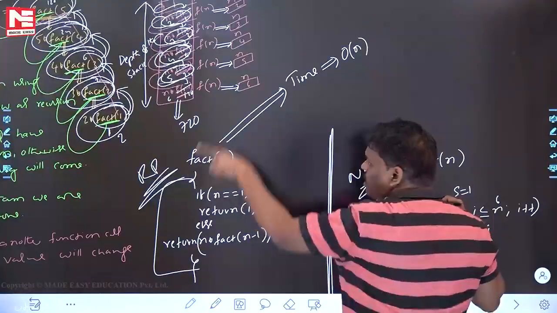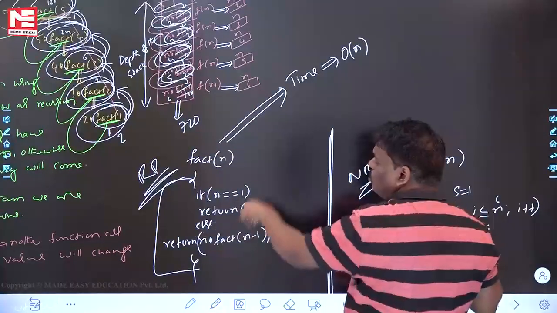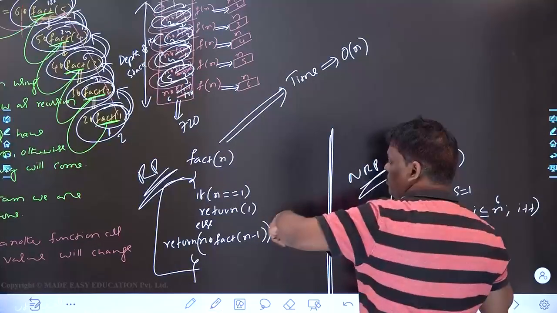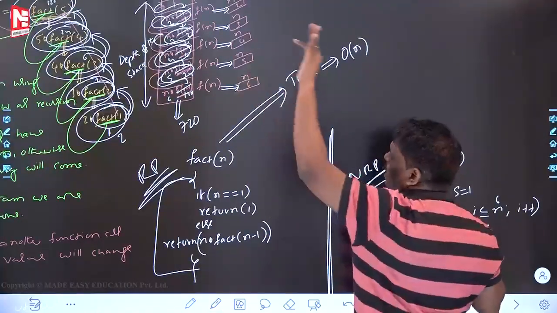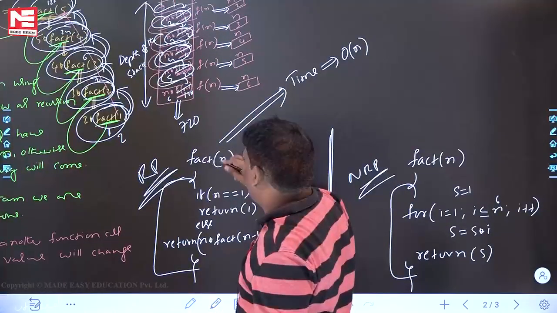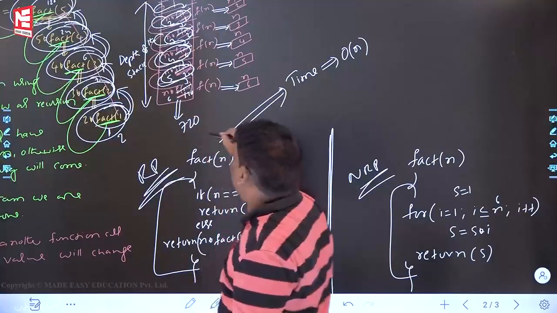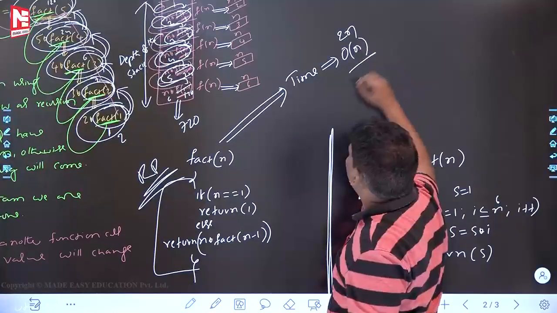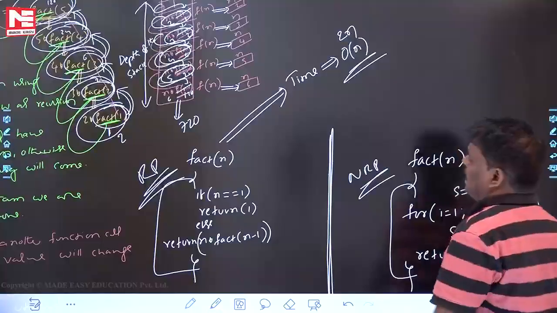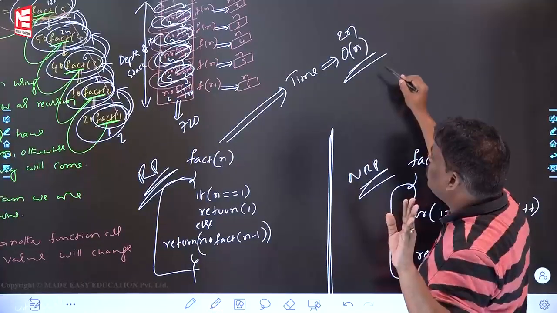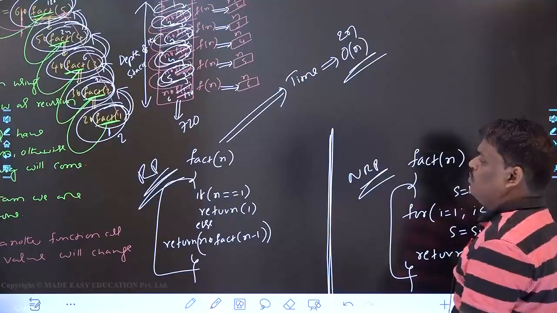6 calls 5, 5 calls 4, 4 calls 3, 3 calls 2, 2 calls 1. 1 is the stopping point, and then you come back. So there are n push operations and n pop operations. Whenever this recursion is going on, n pushes and n pops, which is nothing but 2n, which is order of n. Time complexity is going to be Big O of n.